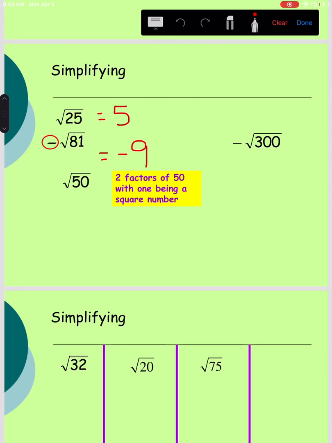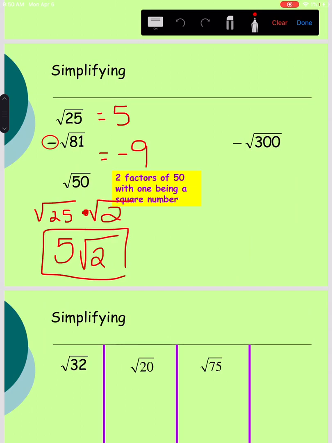However, if we look at our list of perfect squares and we find a number that does go into 50, we could break that up and say it's the square root of 25 times the square root of 2. That's a multiplication right there. And then the square root of 25 we know is 5, and then we don't know what the square root of 2 is, so we would leave it as radical 2.